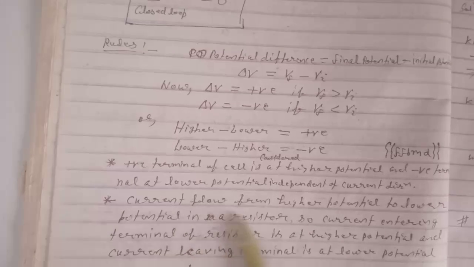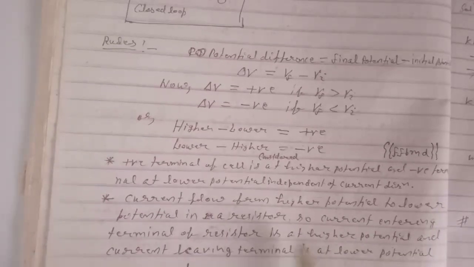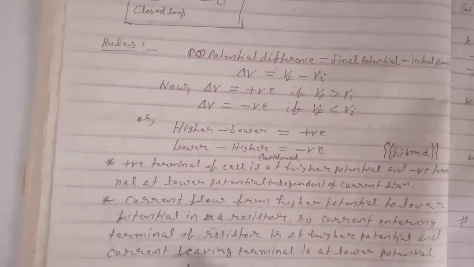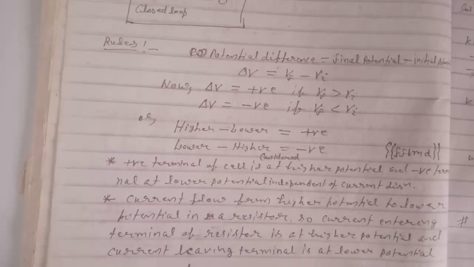Next point: current flows from higher potential to lower potential in a resistor. So the current entering terminal of a resistor is at higher potential and the current leaving terminal is at lower potential. We have to consider that current flows from higher potential to lower potential in a resistor.